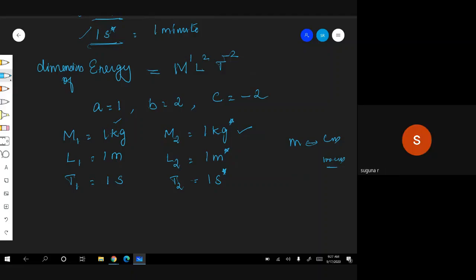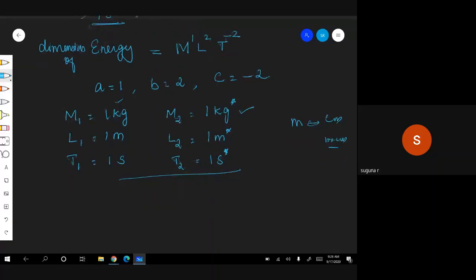Yeah. Wait, 1 second. Okay. Therefore, now listen. Right. Up to this, I think it is clear. Whether it is clear? Yes, ma'am. Now, wait. 1 kilogram star. What is 1 kilogram star? Now, we will come to that.